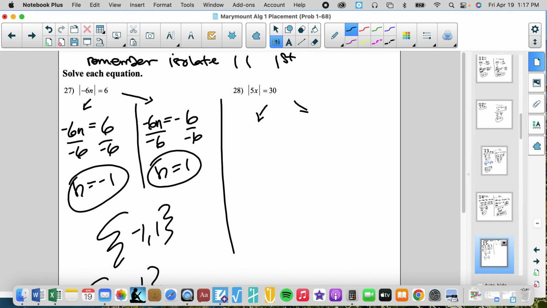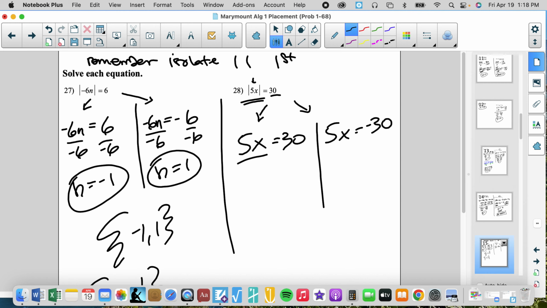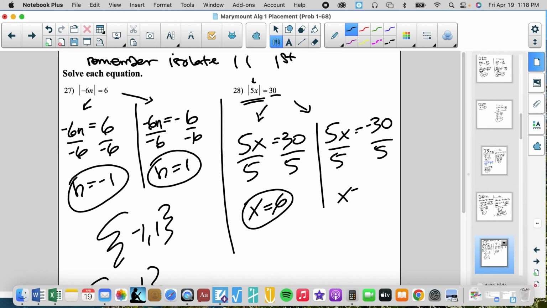My absolute value is isolated, which is great. So I will take what's inside and set it equal to the positive value and the negative value. I'm not making this negative. I'm just saying, hey, negative values will pop out as positive values. So divide by 5, x equals 6. Divide by 5, x equals negative 6. And we get negative 6, 6 as my solution for number 12.